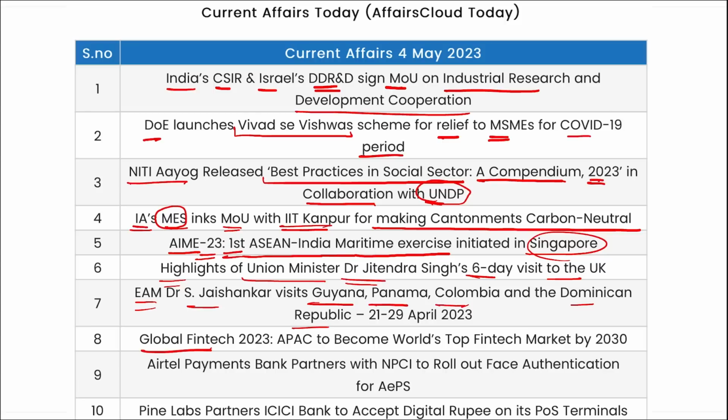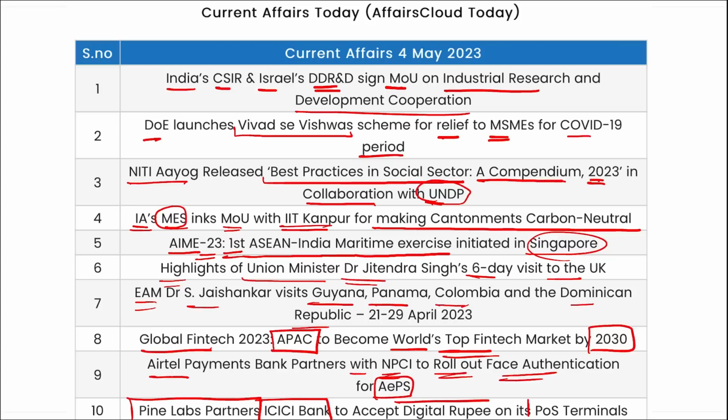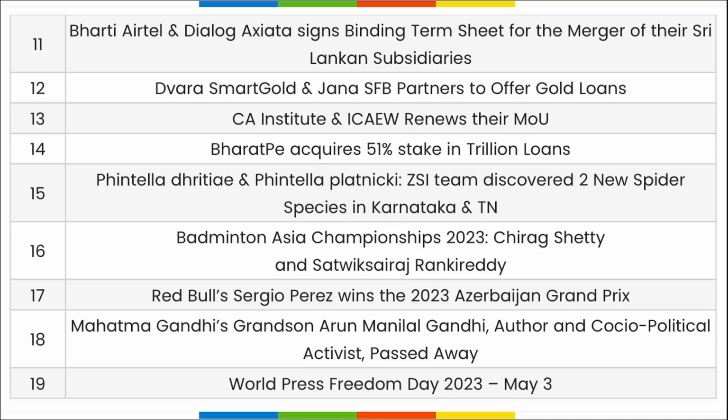Global FinTech: there was a report that stated that the Asia Pacific region will become the world's top fintech market by 2030. Airtel Payments Bank partnered with NPCI to roll out face authentication for the application. Then Pine Labs partnered with ICICI Bank to accept digital rupee on their point of sale terminals. Bharti Airtel and Dialog Axiata signed a binding term sheet for the merger of their Sri Lankan subsidiaries.